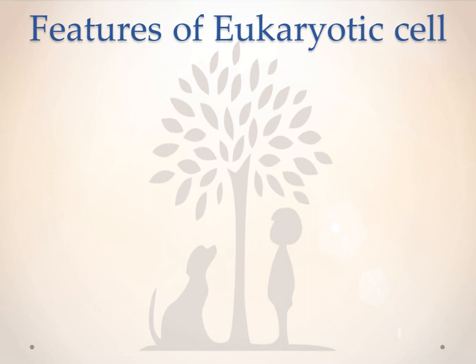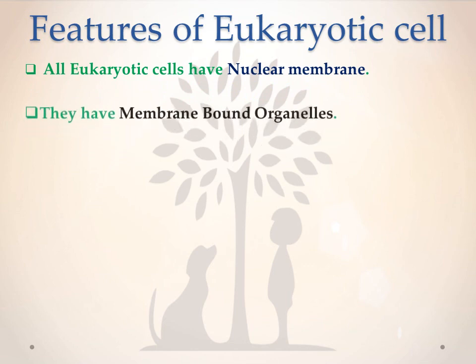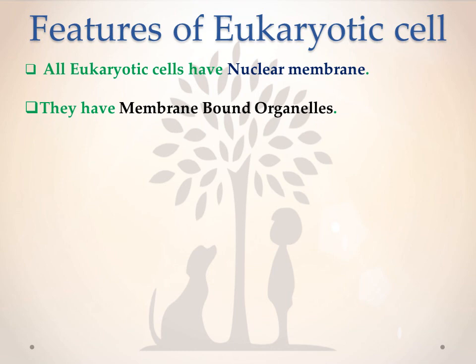Now we are going to study the features of a eukaryotic cell. The first feature is that all eukaryotic cells have a nuclear membrane. The second is that they have membrane-bound organelles, which are absent in the prokaryotic cell except one, ribosomes. That is the only organelle present in the prokaryotic cell. They have 80S ribosomes, made up of 60S and 40S. 60S is the larger unit and 40S is the smaller unit.